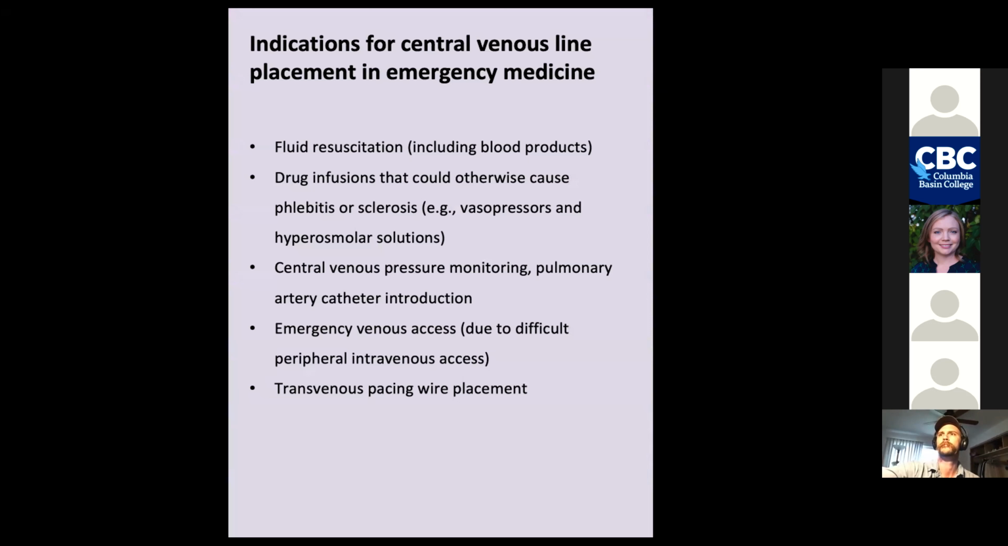So why would we want to place a central venous line in the emergency setting? There are several indications for this. It would be, of course, fluid resuscitation, which can include blood products. If we need to infuse some drugs that would be caustic in smaller veins, we need a bigger vein for those to prevent phlebitis or sclerosis. And central venous pressure monitoring or pulmonary artery catheter introduction, and emergency venous access due to difficult peripheral intravenous access, and transvenous pacing wire placement.